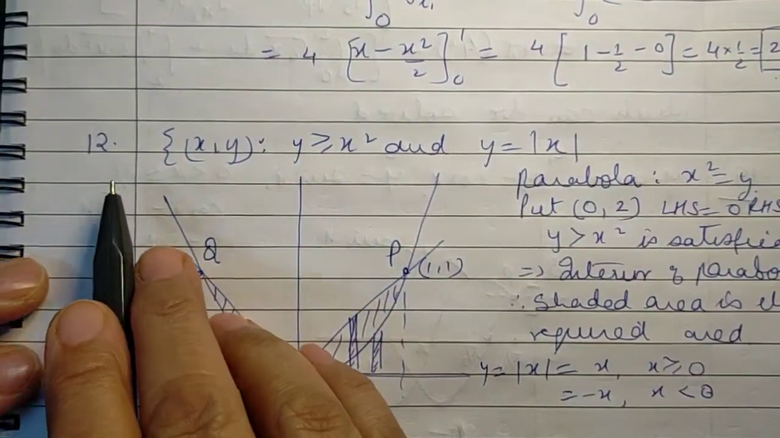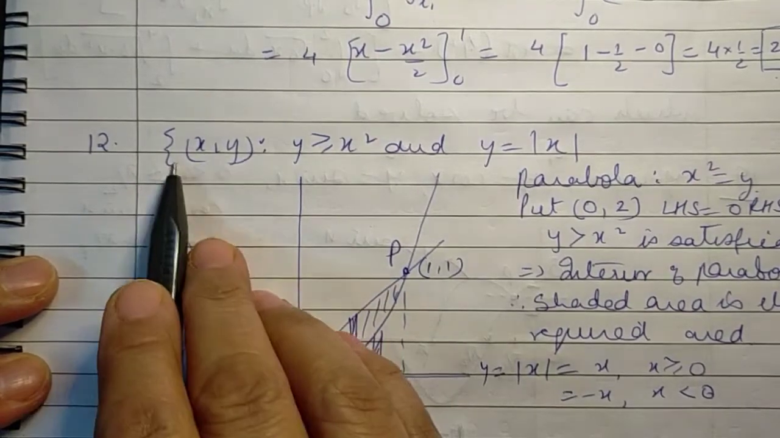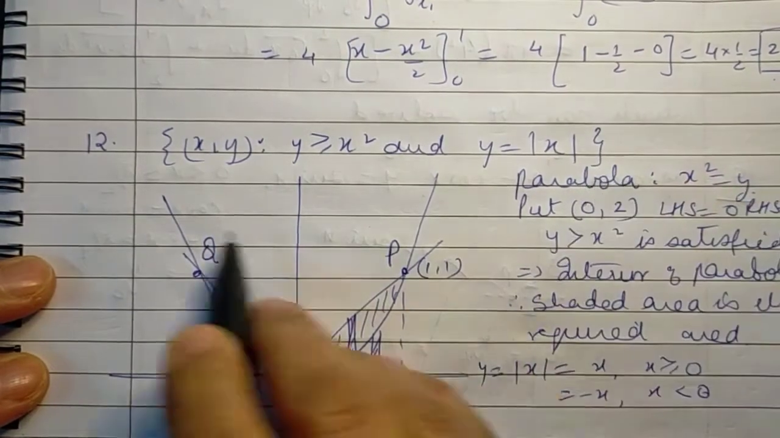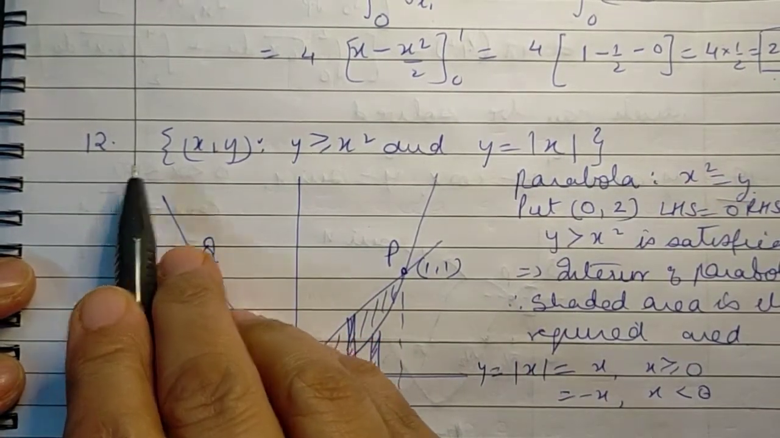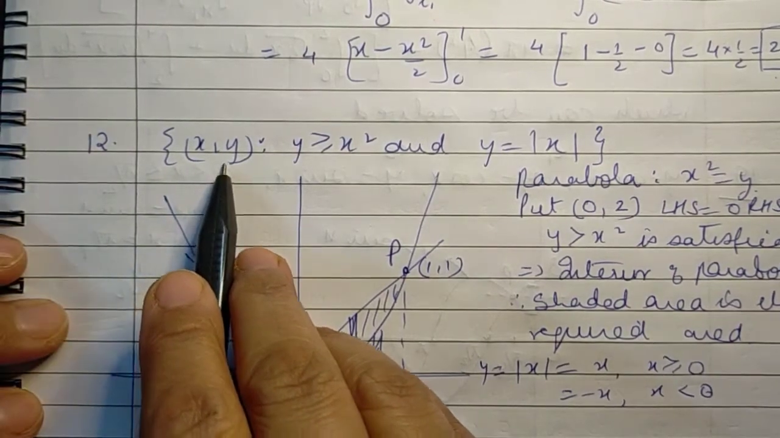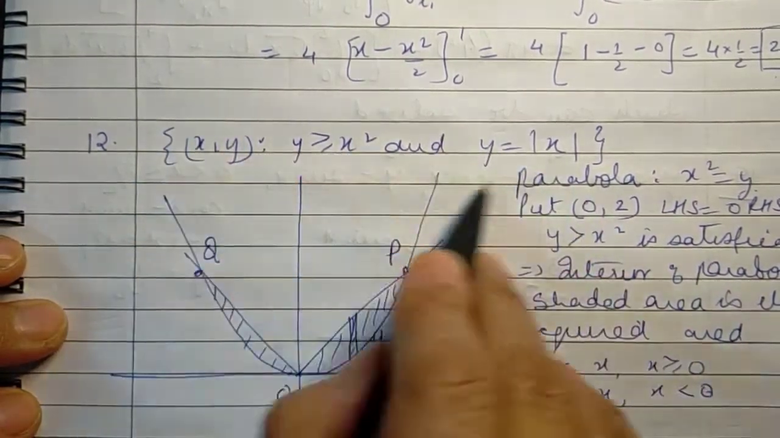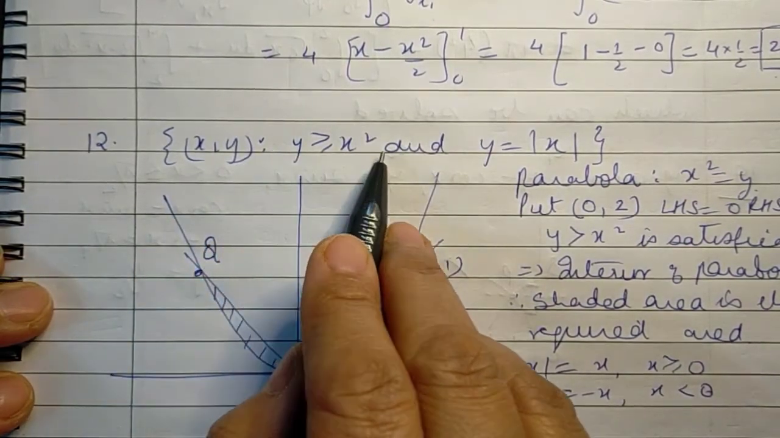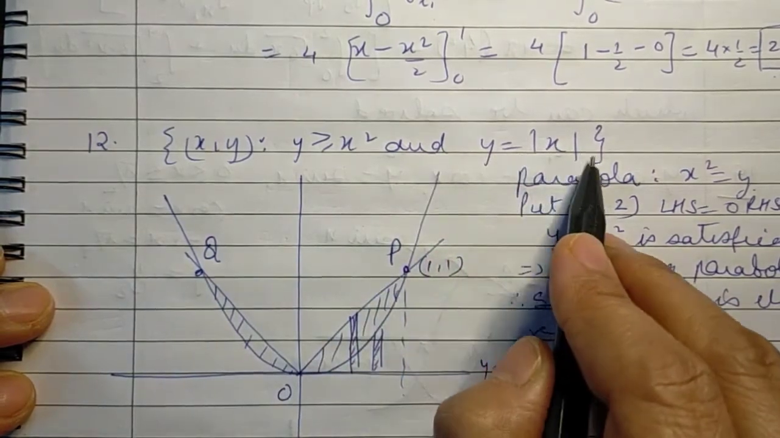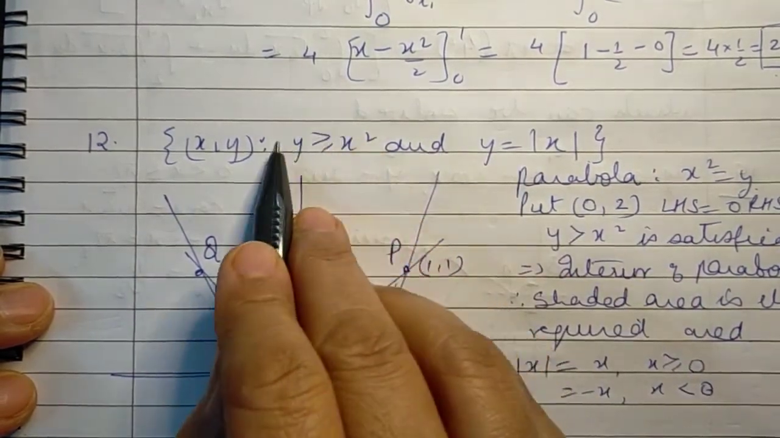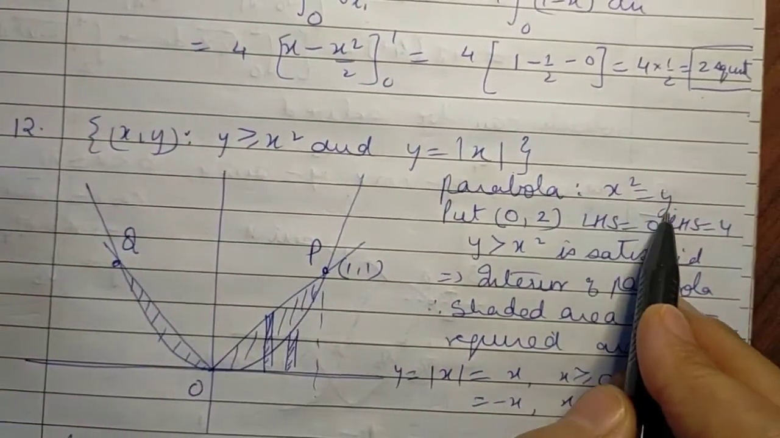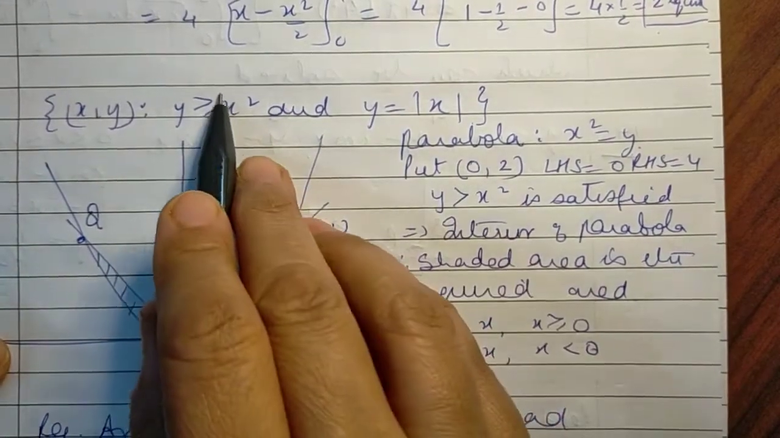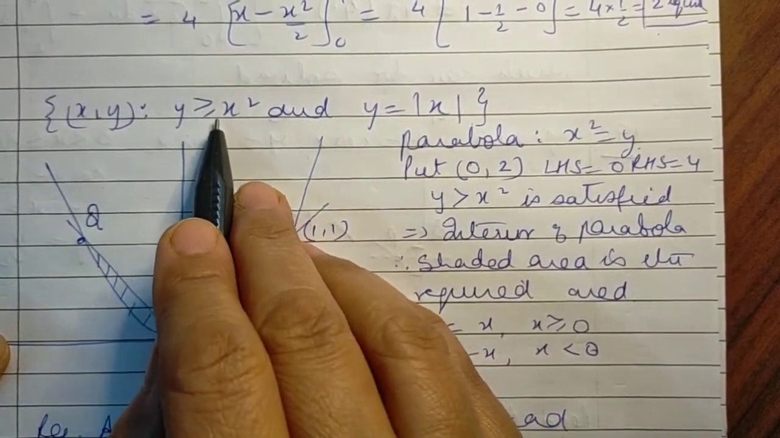Now let's move on to question number 12. Again, it's a question given in a manner similar to solved example 15. What do we say? The area enclosed between this curve, where it is given as the set of all (x, y) such that y is greater than or equal to x squared and y is equal to mod x. So first of all, let's see this. The corresponding curve to it is x squared equal to y, which is a parabola symmetric about the y-axis. We draw that.